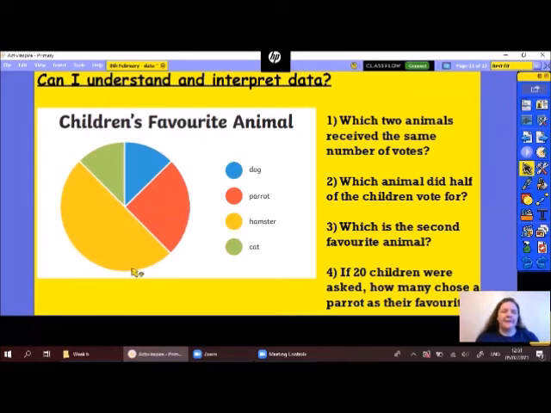So let's start from the beginning. Hamster is half of the pie. So if 20 children were asked, half of them said hamster. And what's half of 20? 10. So 10 people said hamster. And if parrot is half as big as that, then that's half of 10. So what is half of 10? Yeah, it's 5. So if 20 children were asked how many chose parrot, well, 5 children chose parrot.